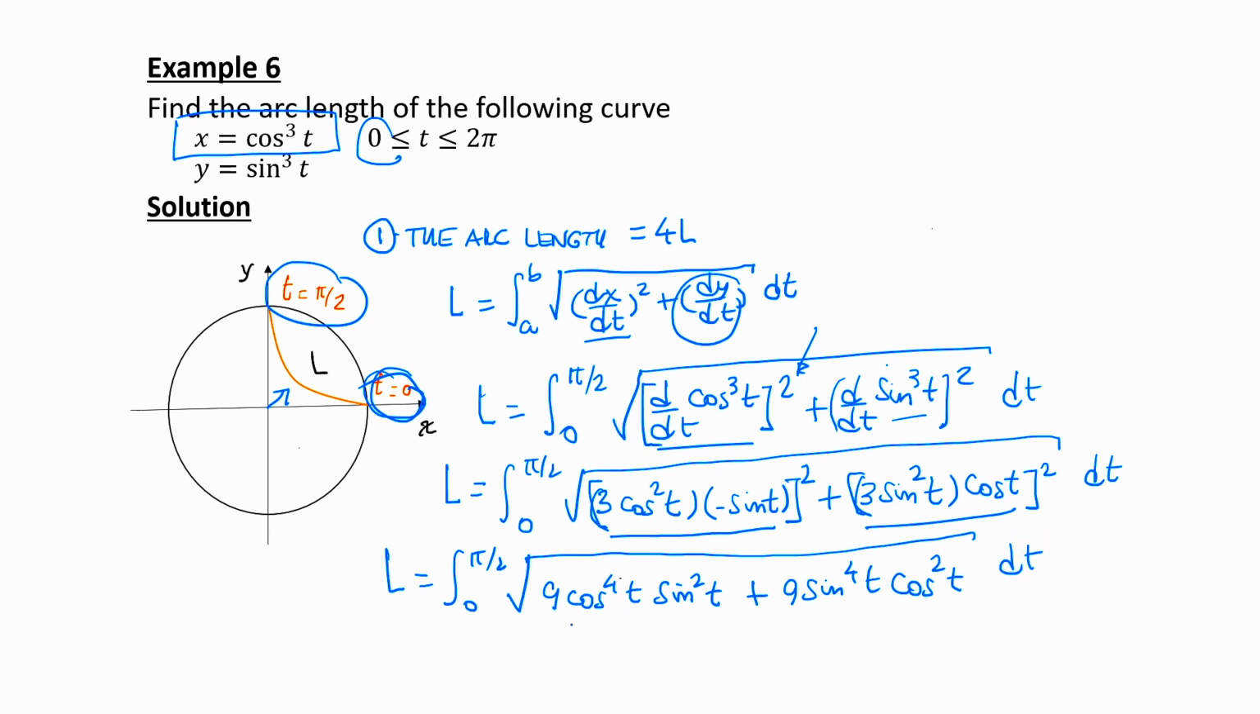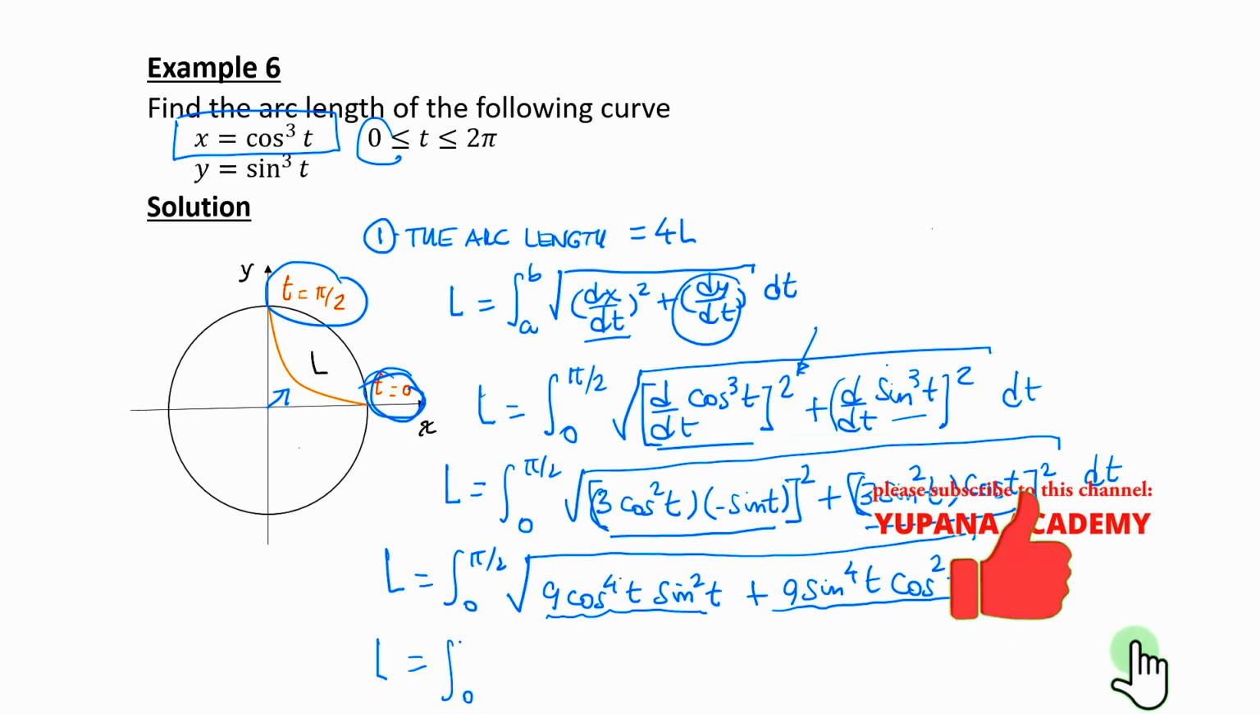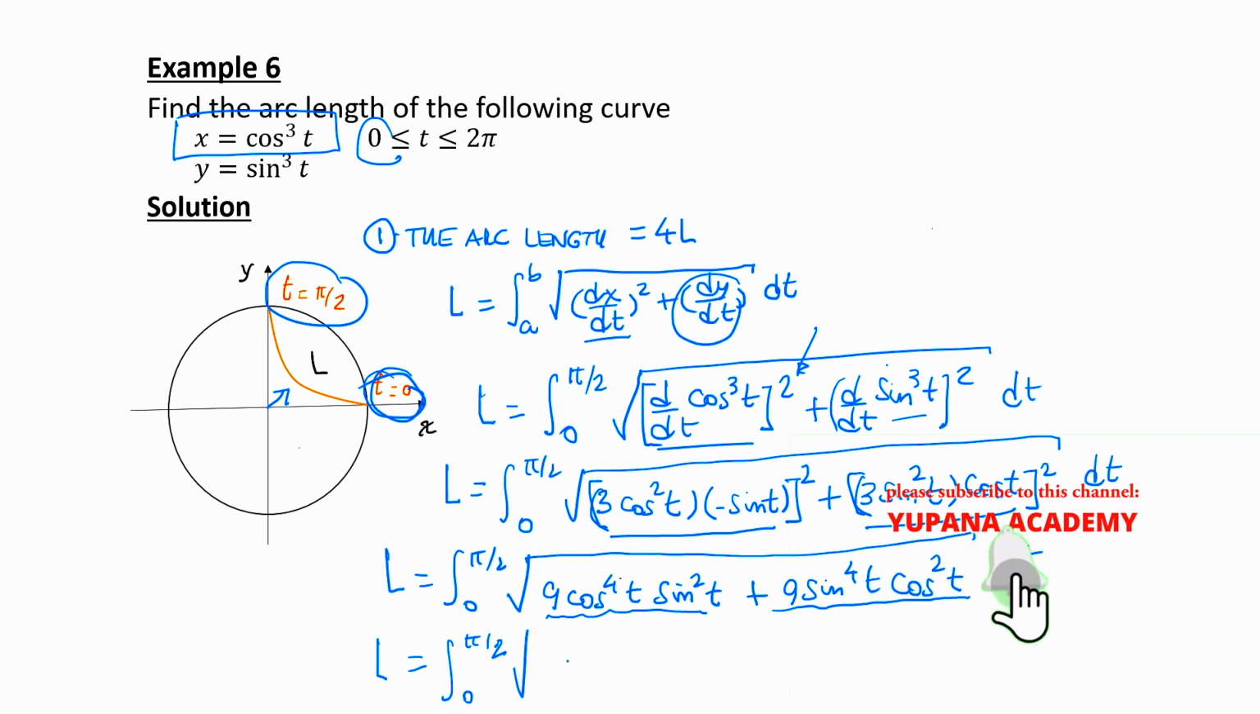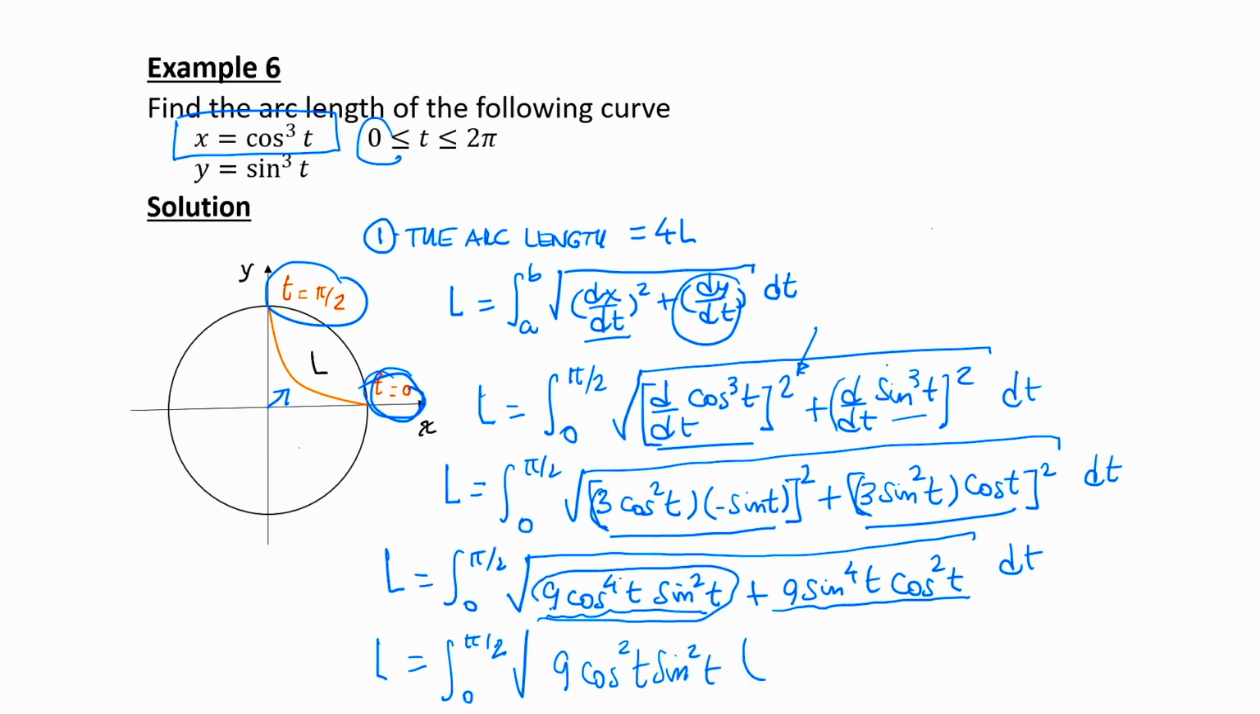Next, what we do is we factor from these two terms. We are going to factor 9 cosine square of t sine square of t. So we are going to have L equal to the integral from 0 to pi over 2 of the root of, and then we factor 9 cosine square of t sine square of t. And then in parentheses, when we remove from here 9 cosine square of t sine square of t, we are going to leave cosine square of t, which we write here.